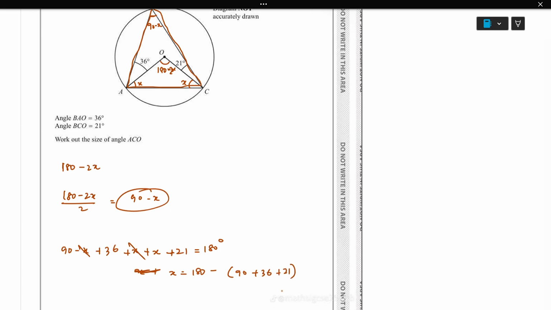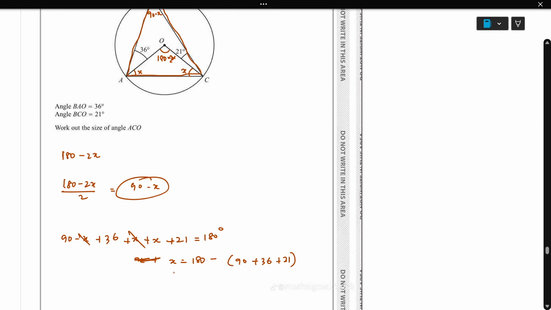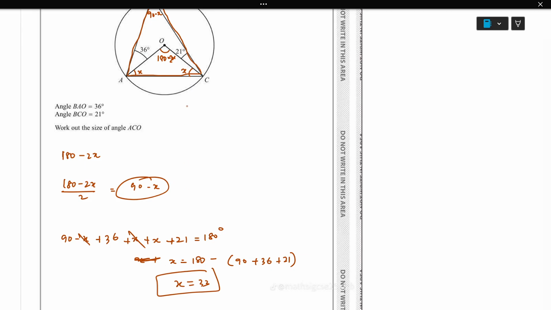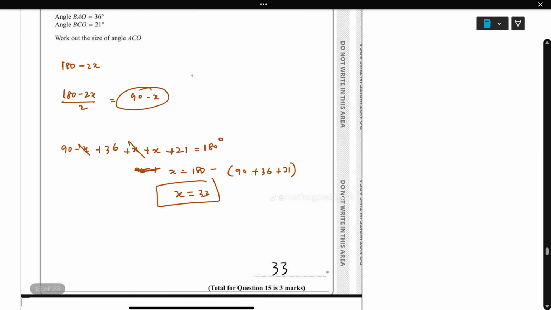I'll bring everything outside: 180 minus 90 plus 36 plus 21. The answer is going to be 33. x is 33. We needed to find this angle, that is x, so we found that it is 33. Therefore angle ACO is 33 degrees.